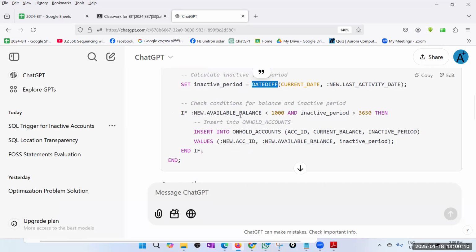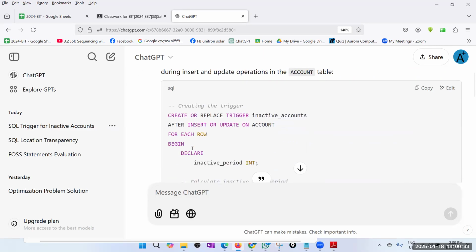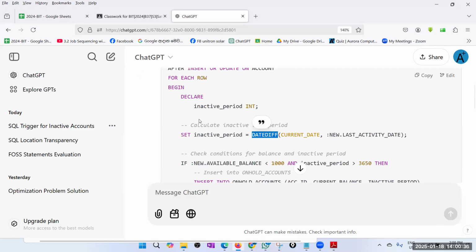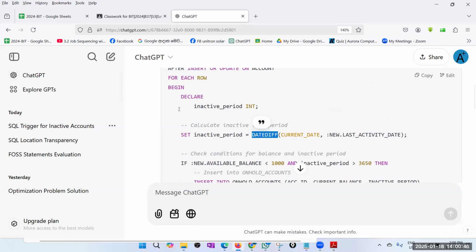Now we have the if condition: new available balance is less than 1,000 and inactive period greater than 3,650, and then only you insert this. So I think this is better. Not better, the previous one has no condition. This one has a proper condition and checks the if condition. If you're interested in this solution, just take a screenshot of the question and paste it to ChatGPT. ChatGPT will give you the explanation. I think this is correct.